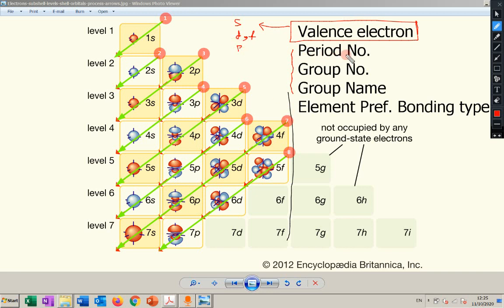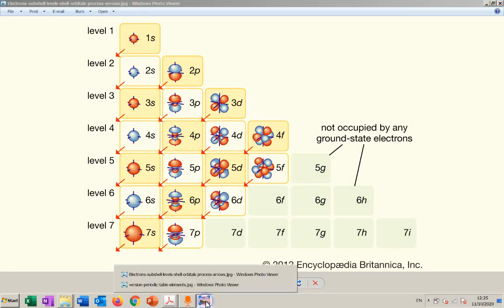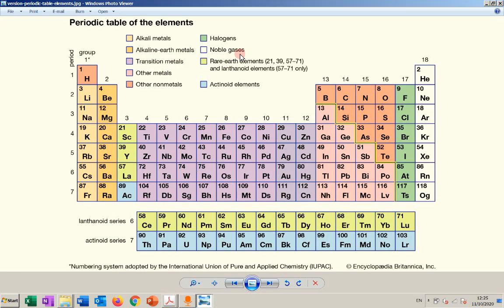So let's see, how do we get period number or group name? Now we're going to look at the periodic table. The periodic table was basically invented by a guy named Mendeleev in 1864, if I'm not wrong. He was the one that basically theoretically found the location of all of the elements, each of them and their electron configuration. Now how it has been set up, you already know.